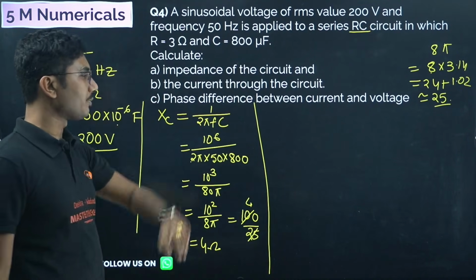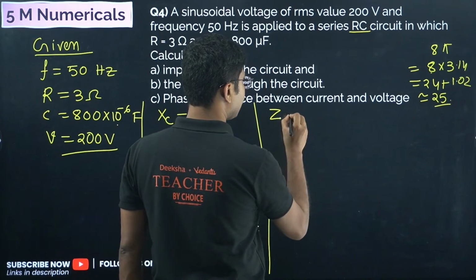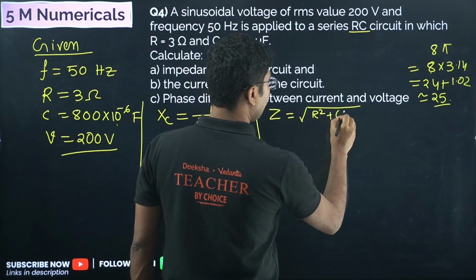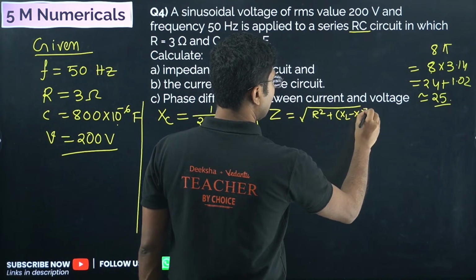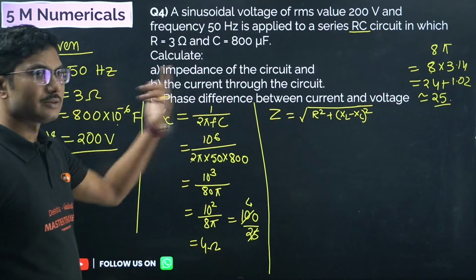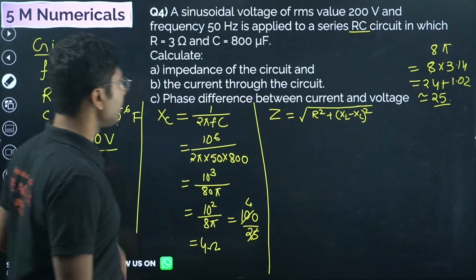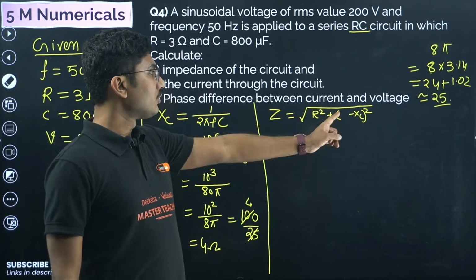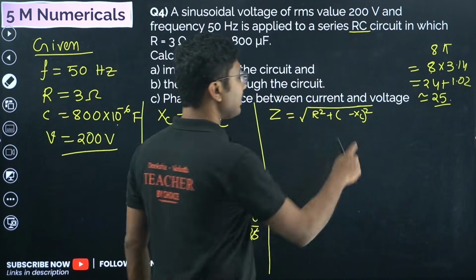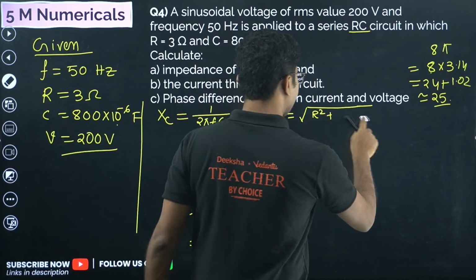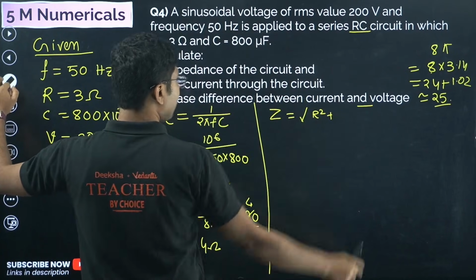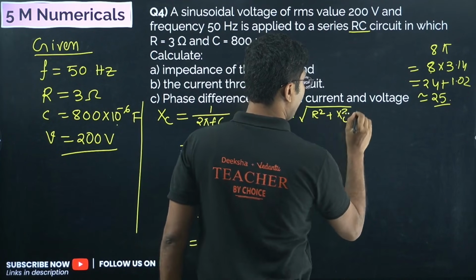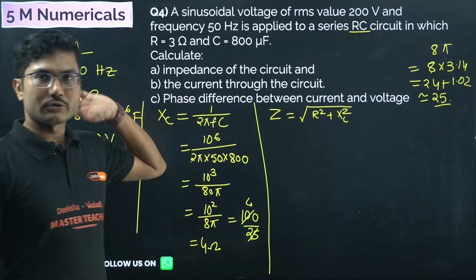First is the impedance of the circuit. So what is the formula for impedance? In general, the formula is the square root of R square plus (XL minus XC) whole square. This is the general formula. But here there is no XL, so you simply put 0 instead of XL. So 0 minus XC whole square is simply XC square. So we get R square plus XC square. If you remember one formula, you can solve all the questions.